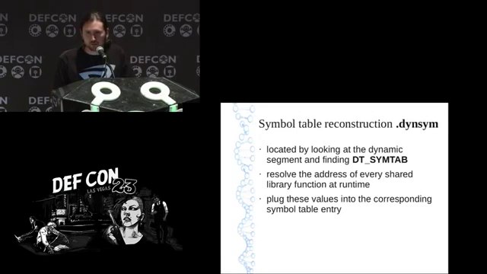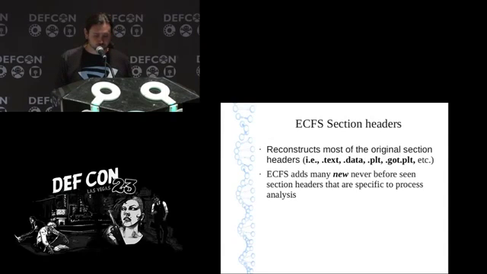So anyhow, let's look at the dynamic symbol table. The dynamic symbol table, this is like symbols for what? printf, fgets, strcpy. And the way we do this is the dynamic segment of a program is in memory because it's needed by the dynamic linker. So you can locate the dynamic segment. ECFS does this, of course. Finds the DT_SYMTAB. Then it resolves the address of every single shared library function, and it plugs the addresses into the corresponding symbols. So very nice feature as well. Complete symbol table reconstruction.